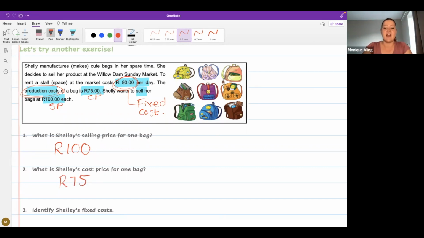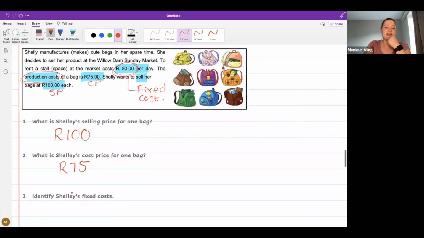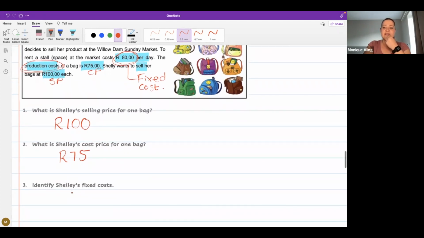75 Rand. How easy was it to actually answer these questions now that we actually dealt with the situation already? We know what's happening instead of spending all this time rereading after every question. Okay, good. 75 Rand. So we really actually know question three's answer. Identify Shelley's fixed costs. Great. 80 Rand. You guys were ready. You had it typed out before I was even finished speaking.